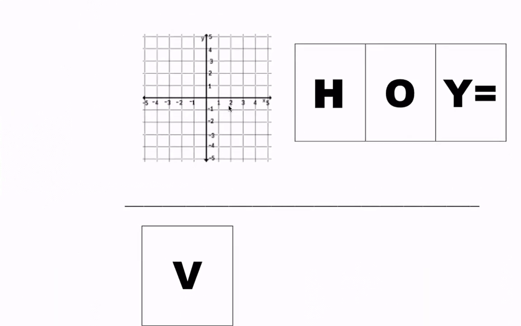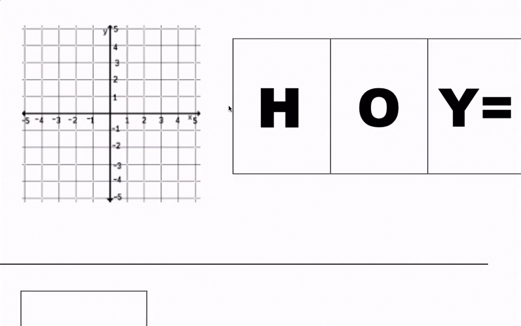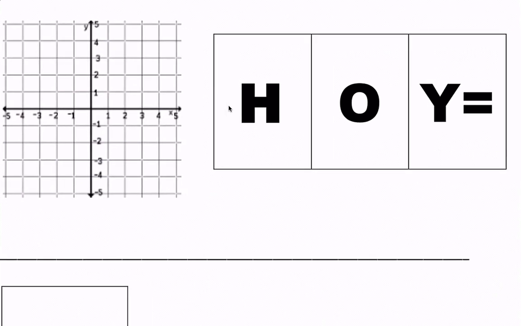So notice the way HOI is written. It's written horizontally, so the H in HOI stands for horizontal. So horizontal. Okay, the next box is going to be telling us about slope.